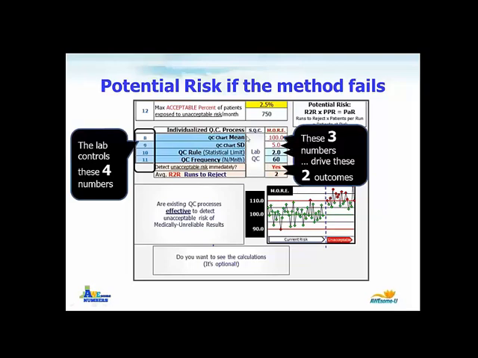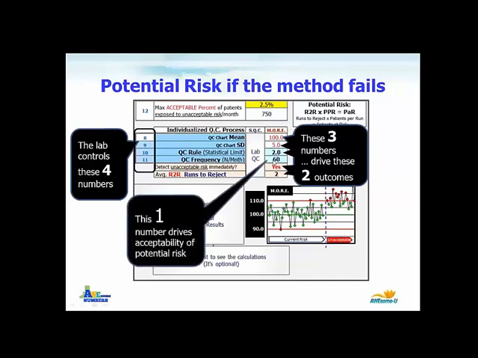These three numbers, chart mean, chart SD, and the QC rule, drive the two outcomes. Are you able to detect unacceptable risk immediately, and how many runs would it take to detect that unacceptable change? So we simulate a shift after the blue line, risk is unacceptable. You can see here it's probably going to take 2 runs. One number drives the acceptability of potential risk, and that is the QC frequency.